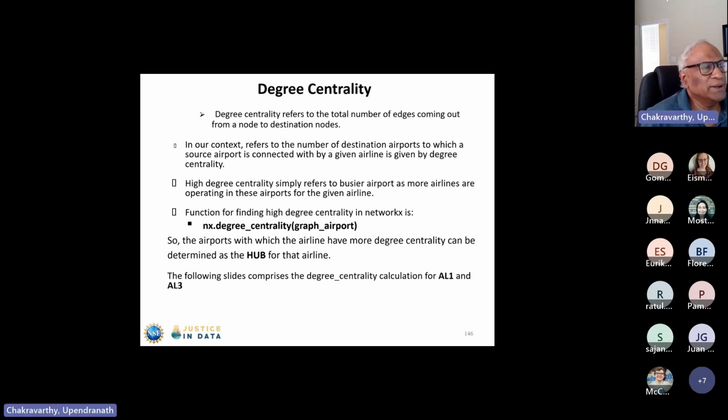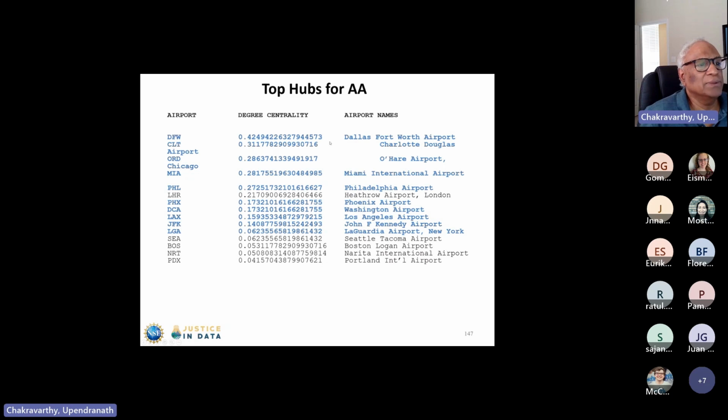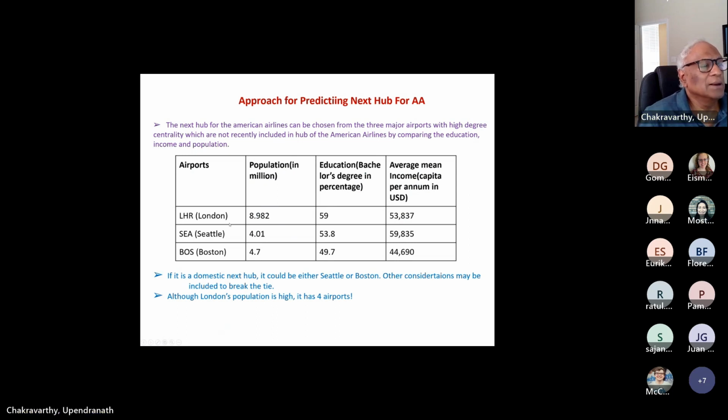I don't expect you to know this notion of degree centrality, but it detects how many edges there are for a node, and nodes are ranked by the number of edges, which happens to semantically coincide with the hubs for an airline. So here are the airports and the airport names, with degree centrality. Based upon that, you can identify which airports are the top 3 airports. And given that, you can also identify the airline as American Airlines.